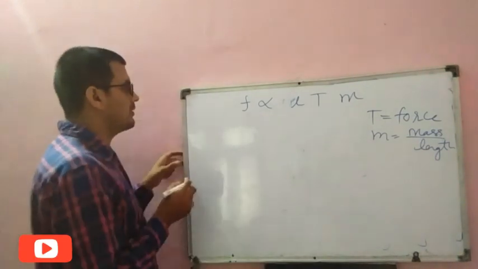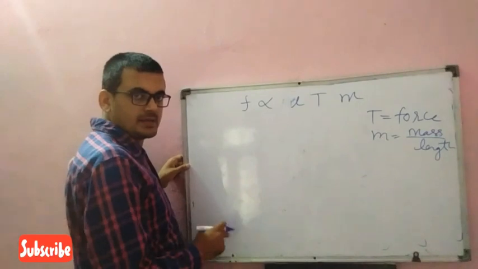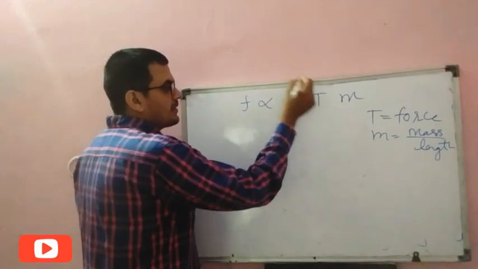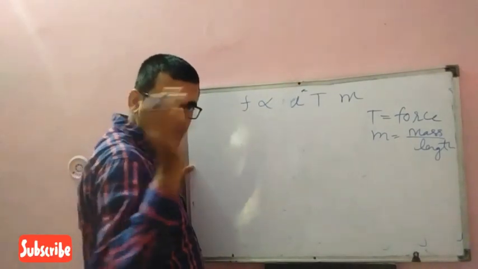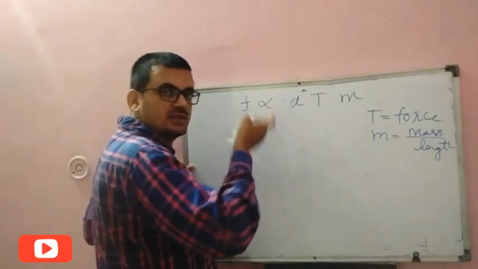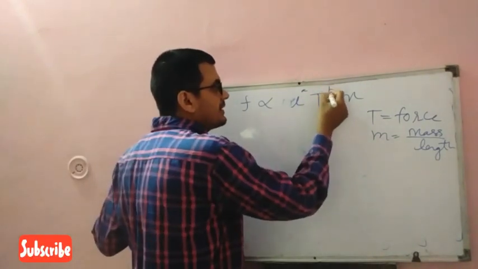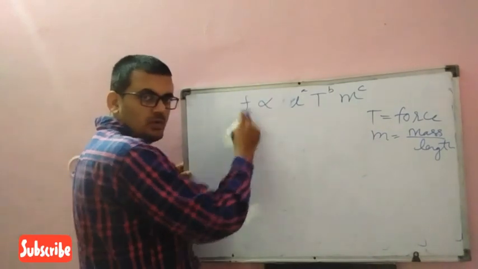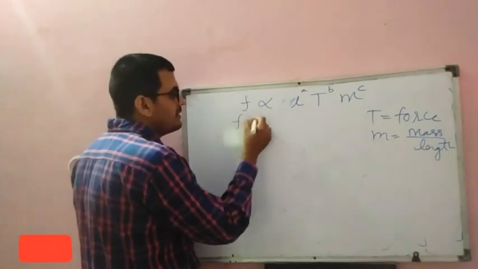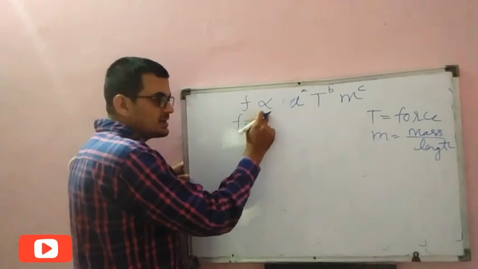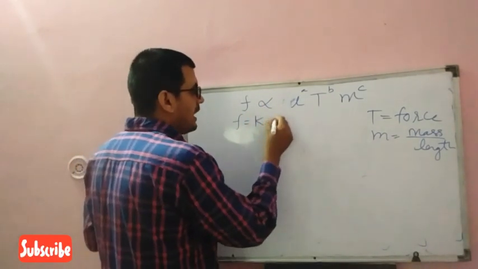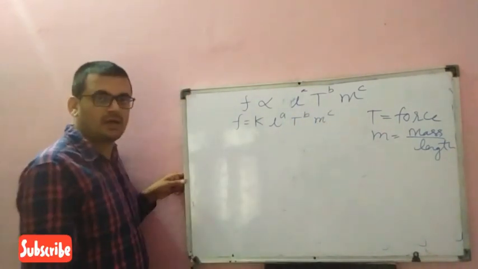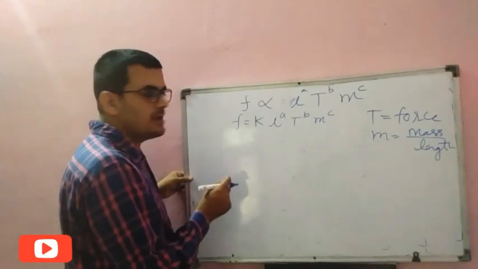So how will we find the relation? We are finding the relation by using the dimensional method, so we will apply powers, because these powers are called dimension. The steps are the same. We will remove the proportionality sign and add one constant k: f = k L power a, T power b, M power c. Now we will apply dimension.